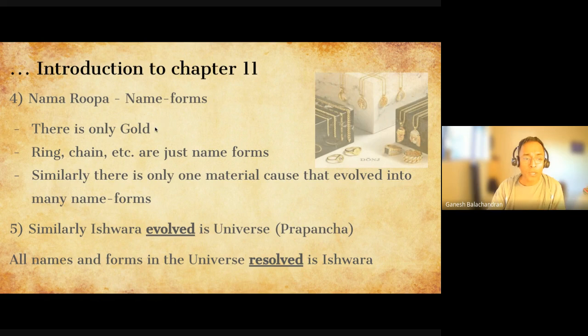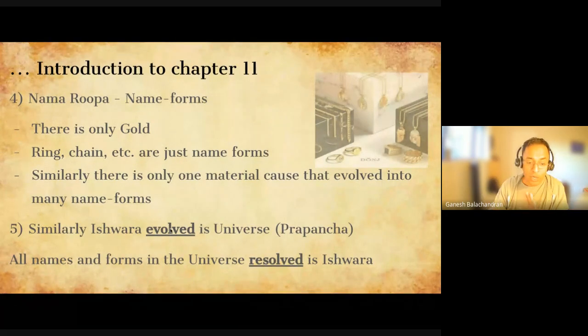Nama rupa means name and form. The typical example that's given in Vedanta is that of jewelry. What is jewelry? I have all these gold jewelry. There's only one thing essential in it. What is that? It is gold. But we call it ring, we call it chain, all the names and forms. But what is it? It is just gold. There is only one material cause that evolved into many names and forms.